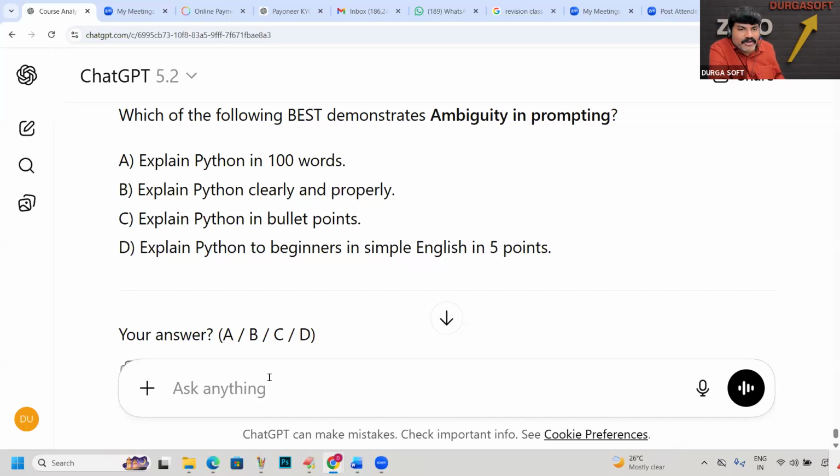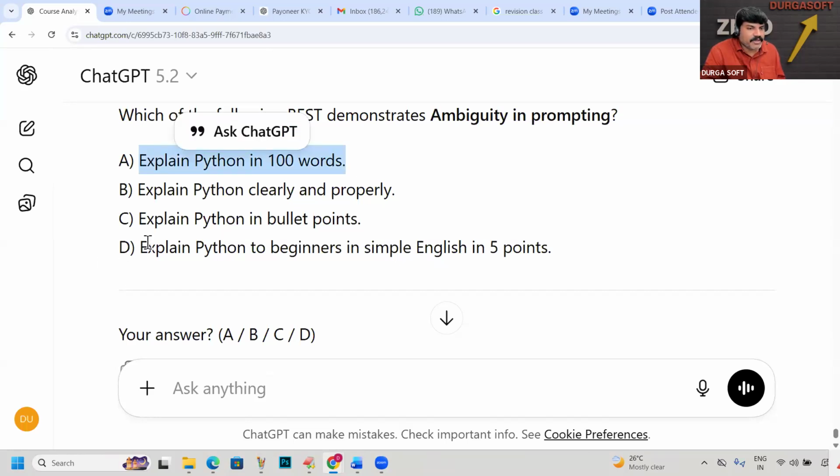Which one do we require to give the priority? B, explain Python clearly and properly, or C, explain Python in bullet points? B, sir. I think the answer is C, sir. Ambiguity, I don't think in C. Explain Python in 100 words means how it can explain, right? Just one line it may give. Explain Python in 100 words is clear. Perfect. There is no ambiguity at all.